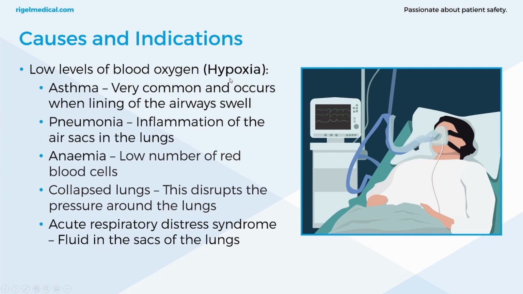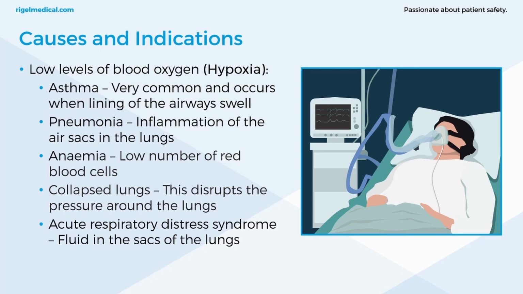Firstly, asthma, very common, and it occurs when lining of the airways swell, and this swelling of airways leads to narrow passageways where the patient cannot get enough oxygen into their lungs. And we've got pneumonia. This is inflammation of air sacs in the lungs. So this has become quite apparent with COVID-19. You've probably heard of it, COVID pneumonia. And this is a type of something that's known as silent hypoxia, and it's still not quite fully understood.